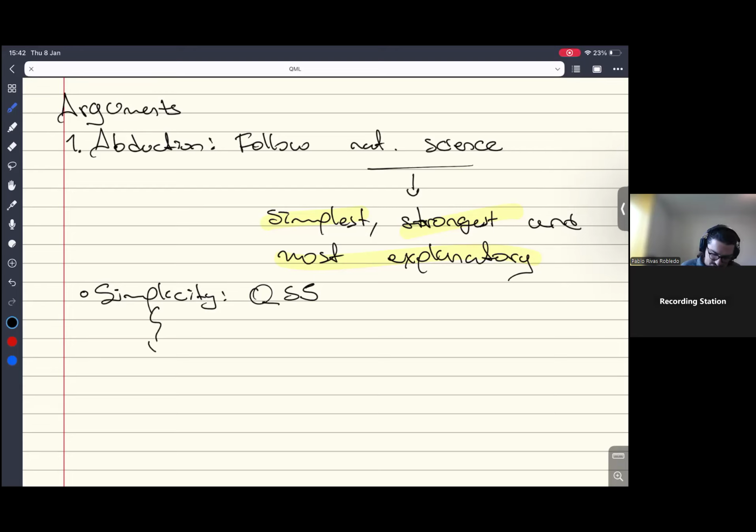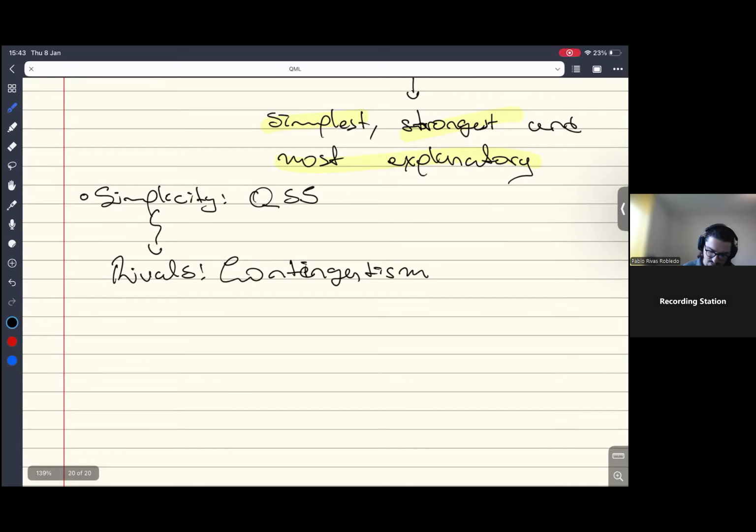And he then says, and this is our little look into the future, that if you look at the rivals of this, the rival is basically contingentism. And if you want the one-line explanation of contingentism, it is this one. It simply negates: not everything is necessarily something.